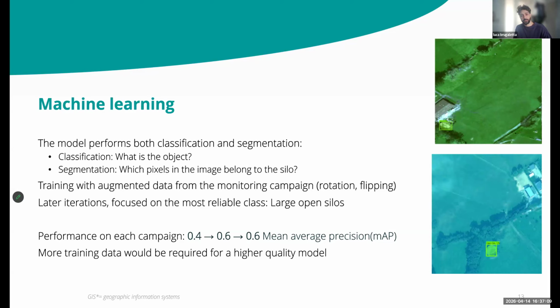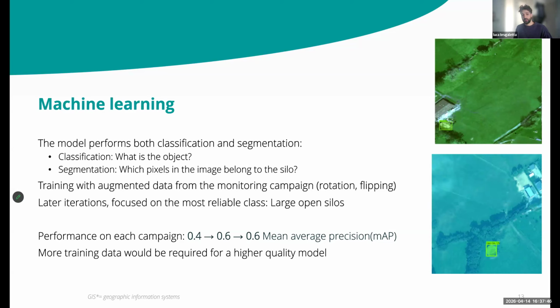And finally, to get better results, the best way was to only use large open silos because they are bigger and a bit easier to detect. And thanks to these steps and adjustments, the performance moved from the first campaign, which was 0.4 mean average precision, to 0.6 for the second and the third, with slight improvements that are not in the mean average precision.